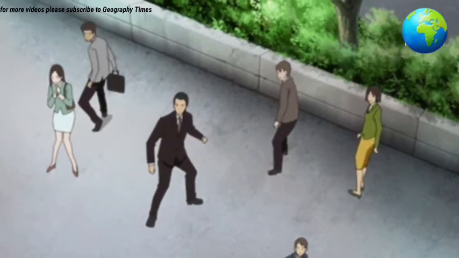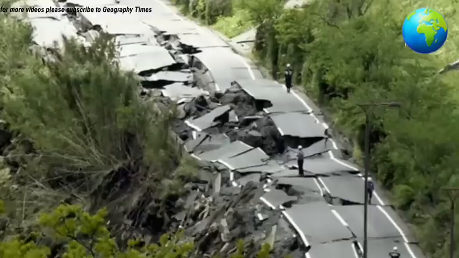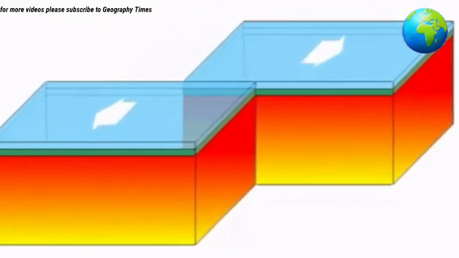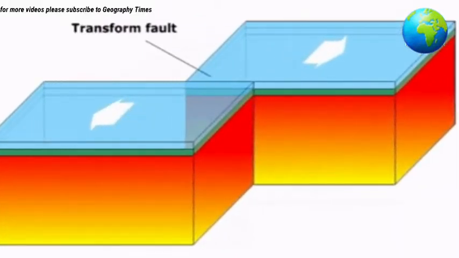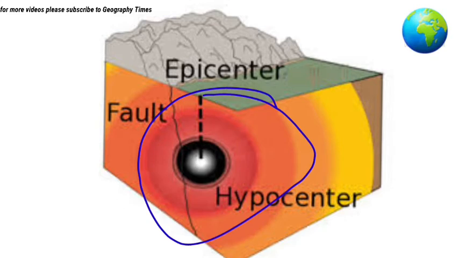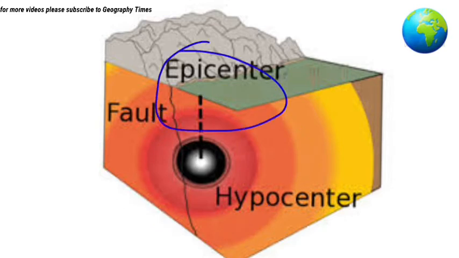In this video we'll discuss earthquakes. An earthquake takes place when two blocks of the earth suddenly slip past one another. The surface where they slip is called a fault plane. The location below the Earth's surface where the earthquake starts is called the hypocenter, and the location directly above it on the surface of the Earth is called the epicenter.